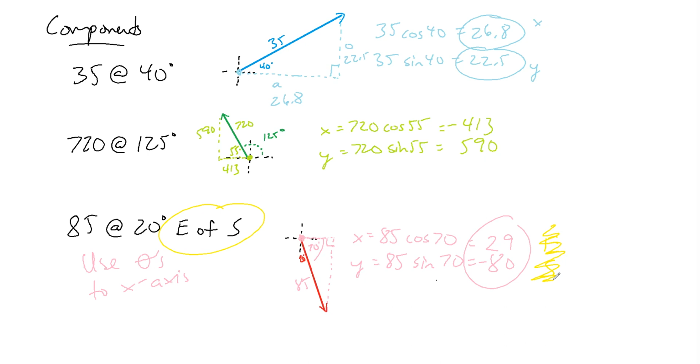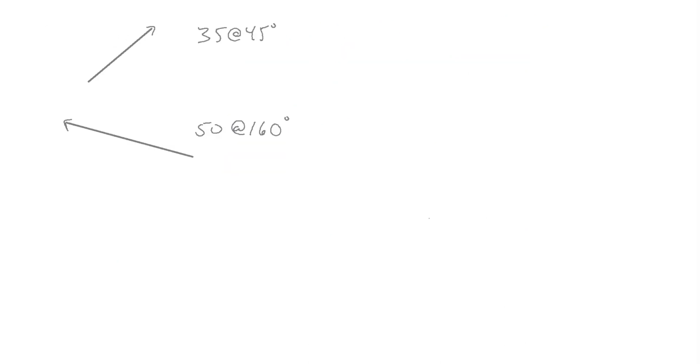Okay, so this is a little bit more practice with components. Let's do a little bit more and show how we can put things together a little bit, going back to the 4 steps I showed you before. All right, so we got 2 vectors. We got 35 at 45 degrees, and I've got 50 at 160 degrees. And what we're going to do is add these vectors together to get an overall answer. And we're going to just go back to those 4 steps I briefly showed you before.